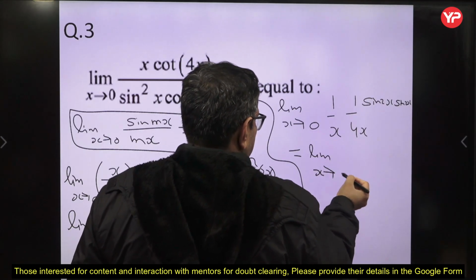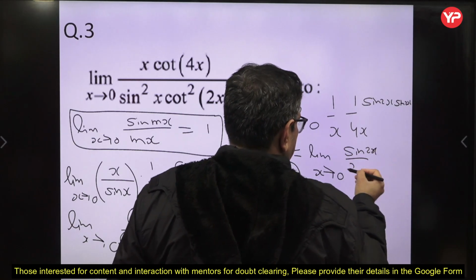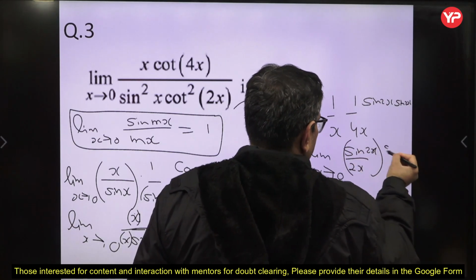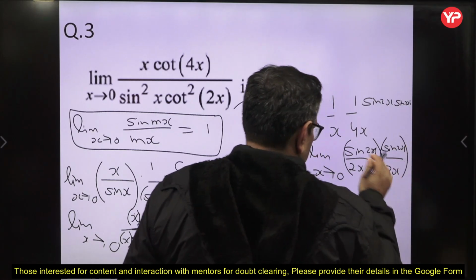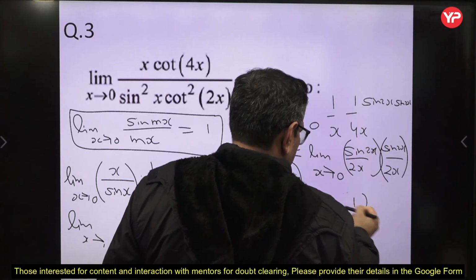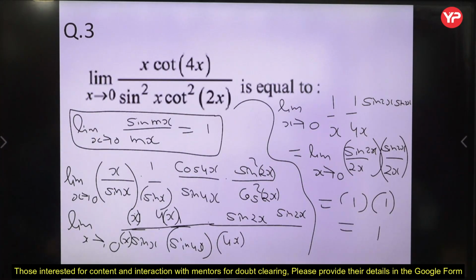This can be written as limit x tends to 0. It is nothing but sin 2x upon 2x into sin 2x upon 2x. And this is 1, this is 1. So 1 into 1 equal to what? 1. So finally we will get the answer as 1. So these techniques you can use in solving such questions. Okay, now we can move to the next question.